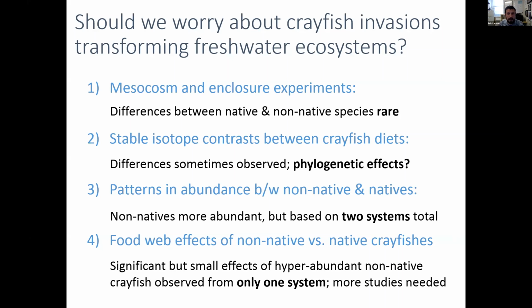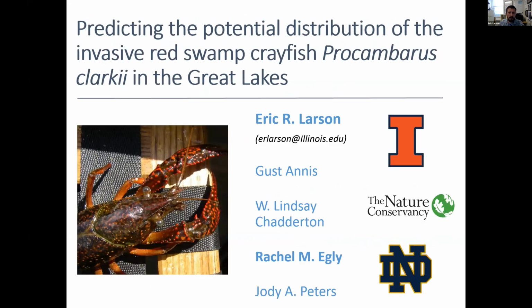And then finally, we do see significant but small effects of whole food web changes with crayfish invasions on this hyperabundant gradient. But again, that's something we really only know from these well-studied lakes in northern Wisconsin. We've got a lot of knowledge gaps there. So I'll roll over now into my last section on trying to predict where invasive crayfish might establish, with a case study of red swamp crayfish in the Great Lakes.